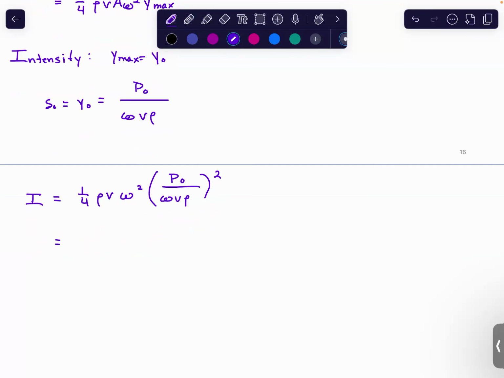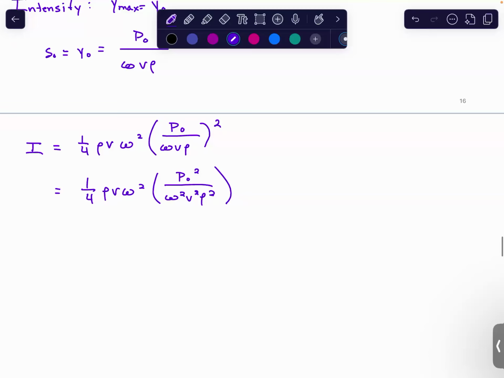So then how do we do that square? Squared, b squared, which is going to lead us to, now, this is very close to what's in the textbook, except in the textbook, the intensity has 2 rho v on the bottom.